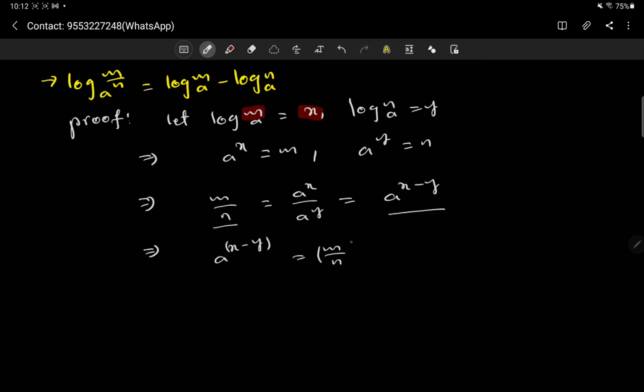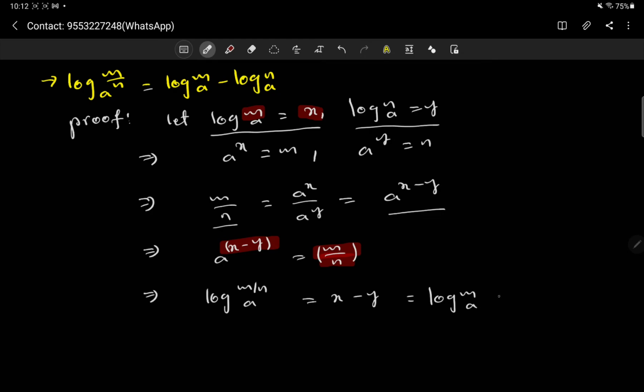Now you see here, on removing log, these two numbers will interchange. See here, x minus y and m by n, both will interchange. In that way we can remember. So see here what you can have: log m by n base a is equal to x minus y. Now what is x? x is nothing but log m base a and y is log n base a.